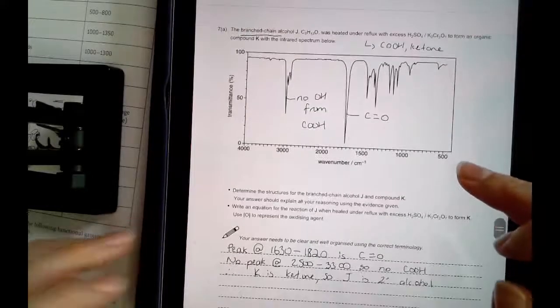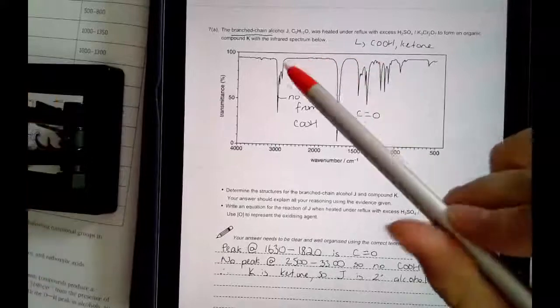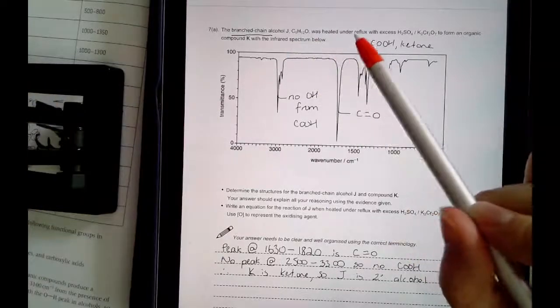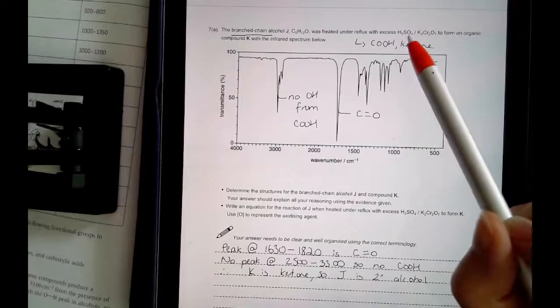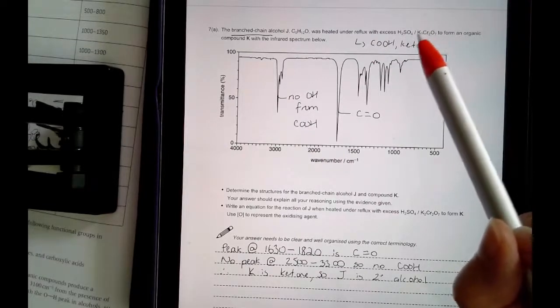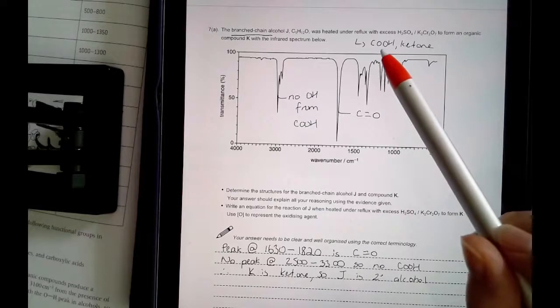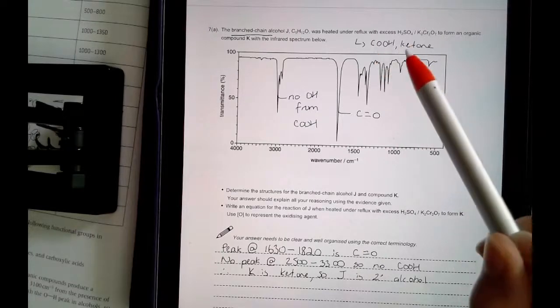The next one, again, they're giving you an alcohol and they're telling you it's a branched chain, and they tell you to heat it under reflux, again, with H2SO4 and potassium dichromate. So again, they're not using the word oxidized. You need to recognize that this is your oxidizing agent. If you're oxidizing an alcohol under reflux, again, your 2 possibilities are a carboxylic acid or a ketone.